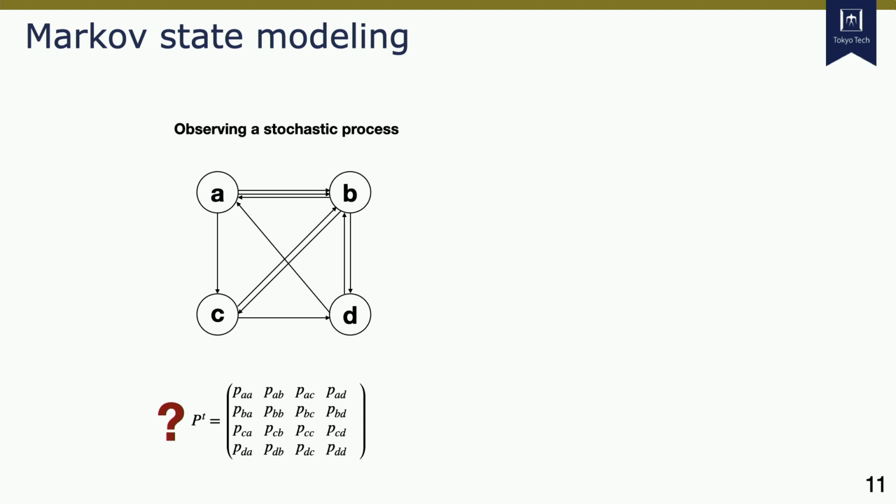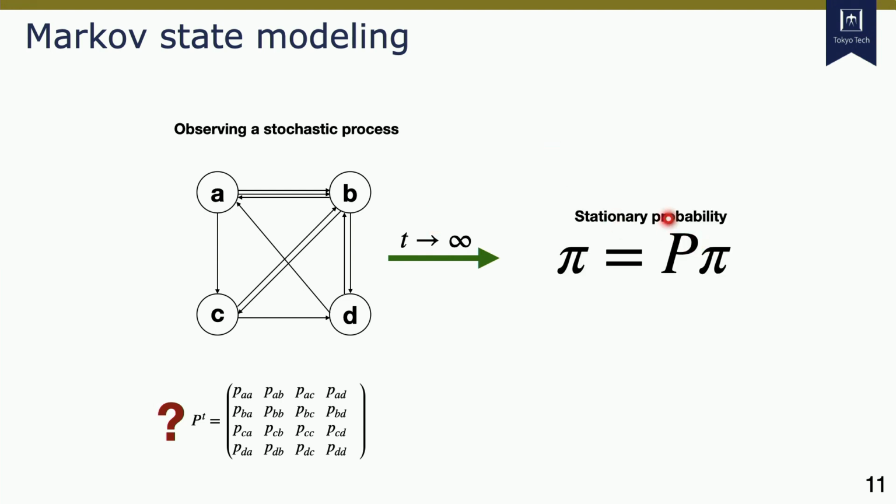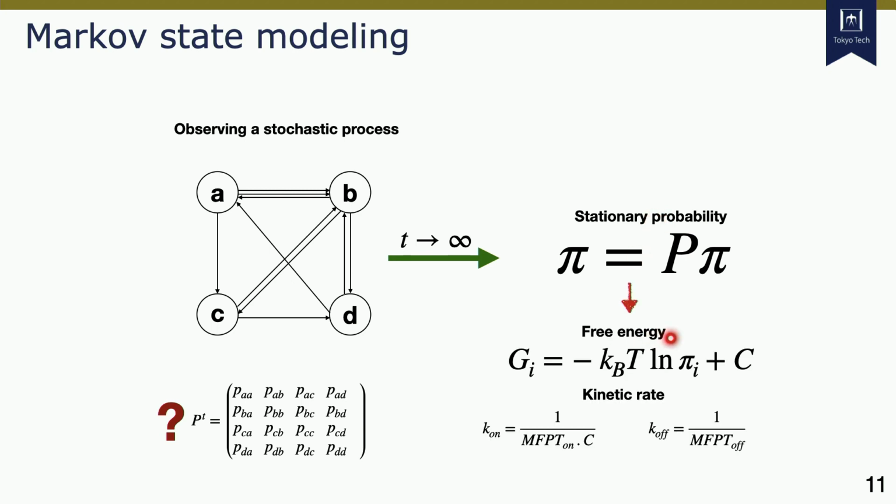But actually, if we think about the stochastic process, that transition matrix needs to go to the time of infinity. We are actually limited by the number of simulations that we observe. That's why we need to use the maximum likelihood method to obtain the true transition matrix. And from the transition matrix, we actually can calculate the stationary probability. And from that, we can calculate the free energy levels and the kinetic rates, which is really useful for drug design.